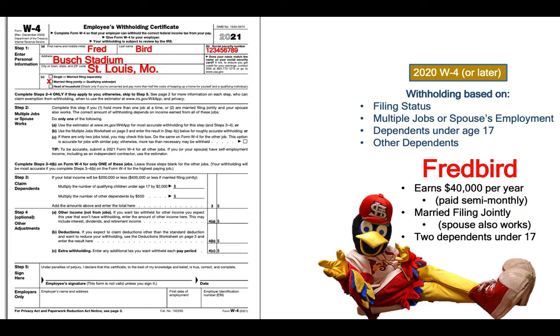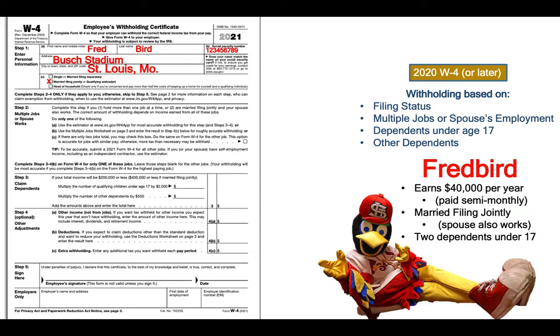We see in our information that his spouse works. I don't know who his spouse is, but she works as well. And we have 3 options here, A, B, and C. Do only one of the following. So you can use the estimator, or use the multiple jobs worksheet on page 3. Or if there are only 2 jobs total, you may check this box.